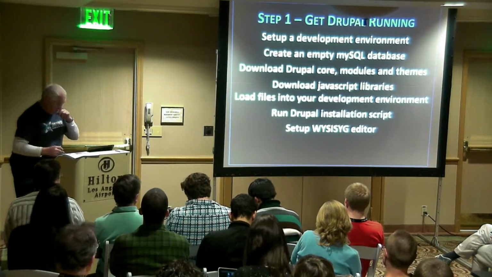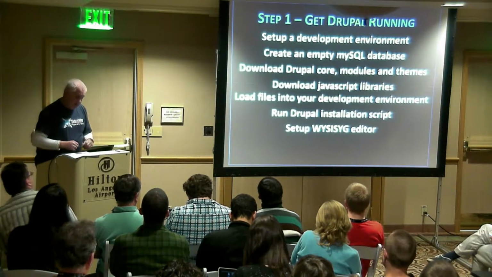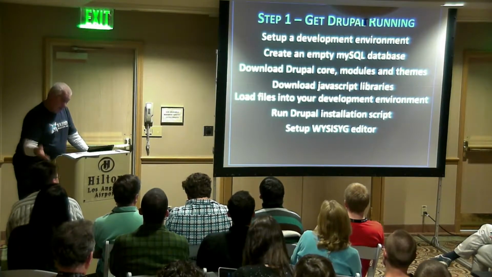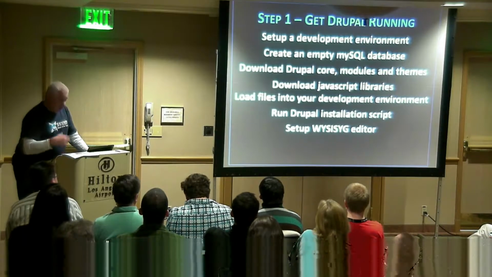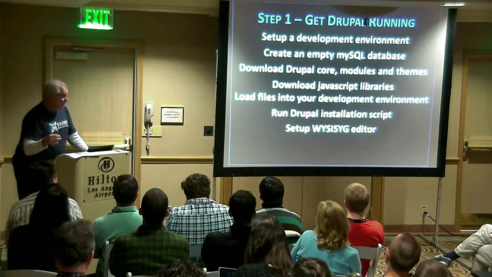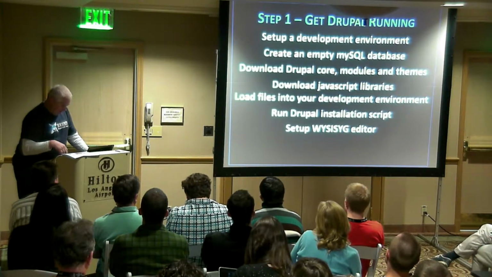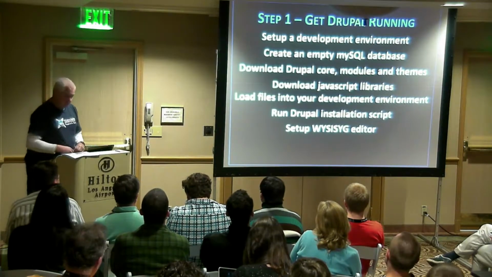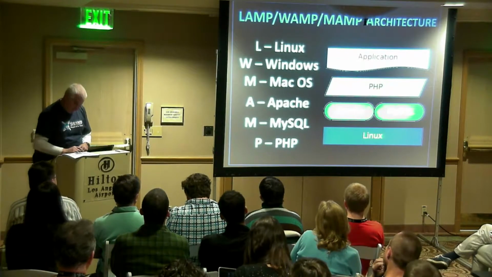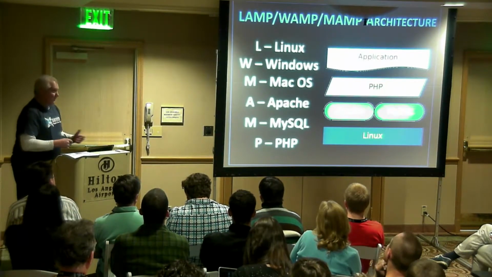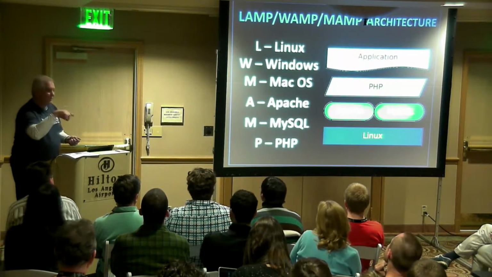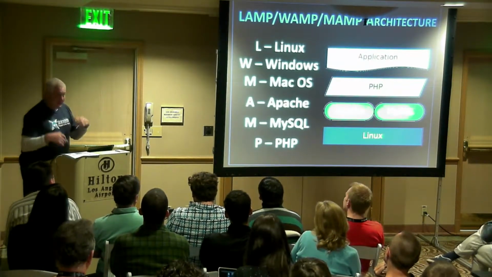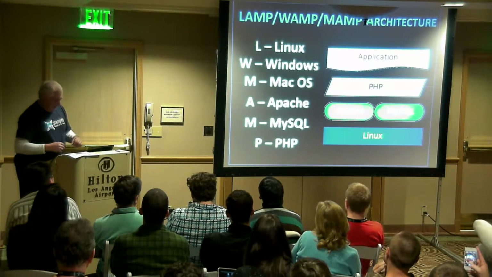So to get Drupal up and running, you want to set up some kind of development environment. You need a SQL database somewhere. You got to download Drupal core and whatever modules you're going to use and themes. Get the JavaScript libraries you might be using, like jQuery or CKEditor, things like that. You want to load up all those files, run the installation script, and probably set up a WYSIWYG editor. And when you're done with that, you sort of have WordPress. Although you don't even have WordPress because by default Drupal doesn't turn on blogging. So you have WordPress minus blog. But you basically got a working website.